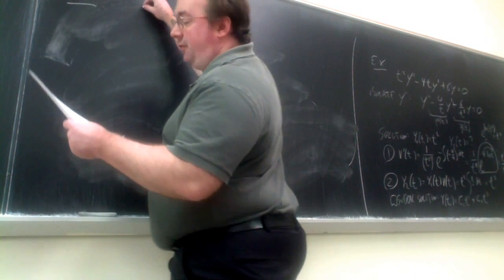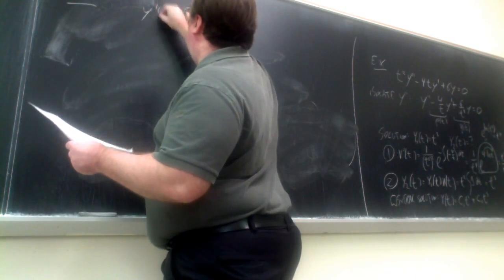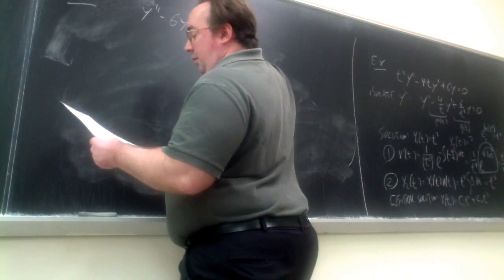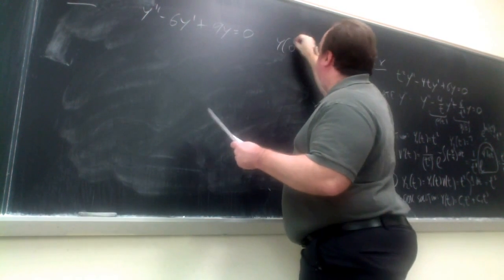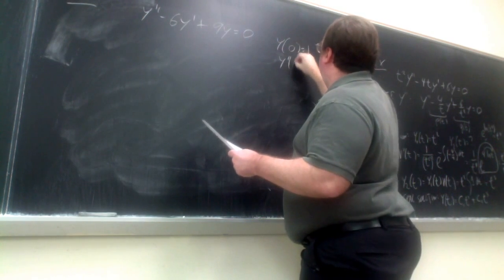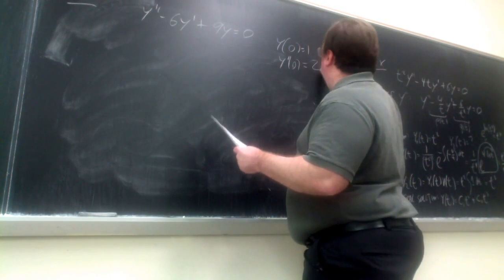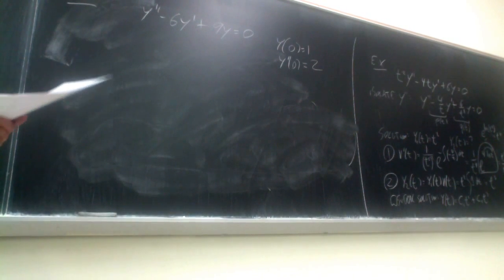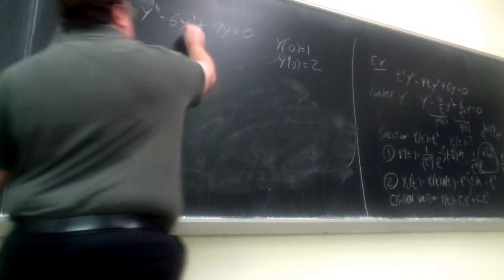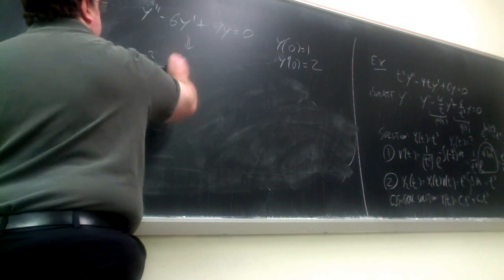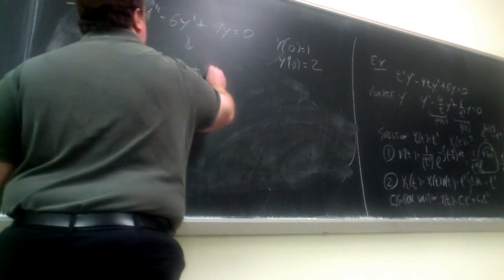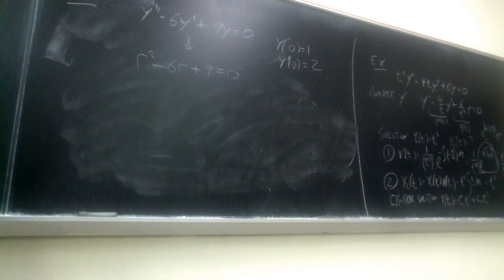So we have this initial value problem: y double prime minus 6y prime plus 9y equals 0, and then these initial conditions. Very generic looking initial conditions. So you do like previous problems. You find the characteristic equation. So you have r squared minus 6r plus 9 is 0.